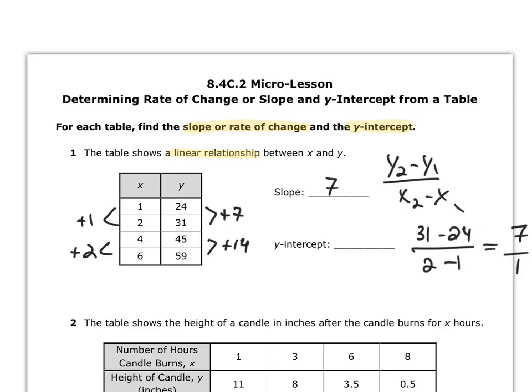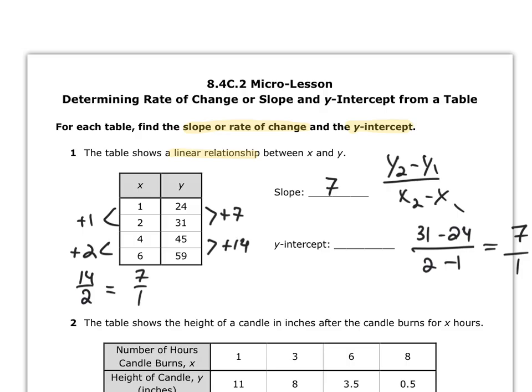Now you might be thinking, hey now, 14 is not the same as 7, and 2 is not the same as 1. But remember, when we talk about slope, we're talking about a ratio. So I have a ratio of 14 to 2, and that is actually equivalent to 7 over 1. It simplifies to 7 over 1. So the slope is the same whichever row of the table I choose to use. It's going to be 7 over 1.